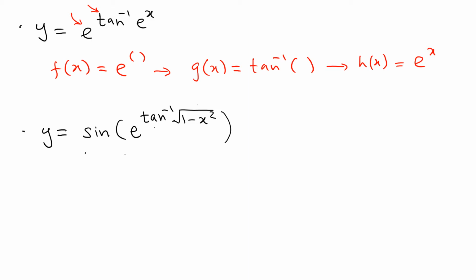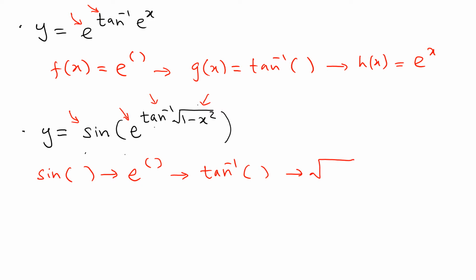So we can start with the most outer one. So I just write the function now. The first function is sine something, and after sine, you're going to go to e. So we have e to something, and the next one after e is tan inverse. Some people write this arctan. It's the same thing. And then the next one is the square root function. And then finally, you can write 1 minus x squared.